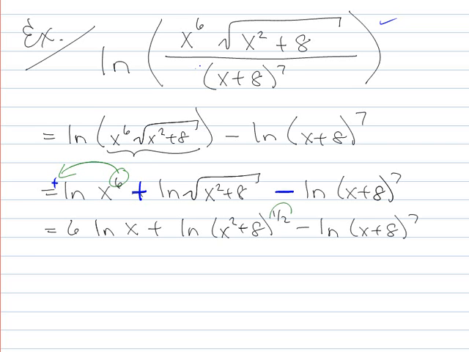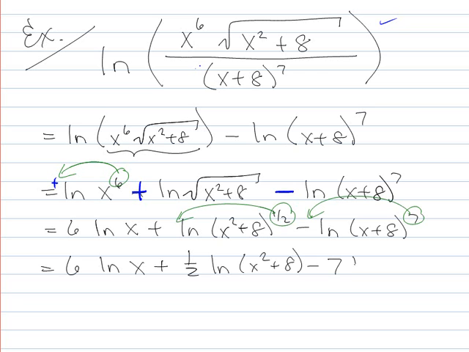Alrighty. So now I can pull these forward. And natural log of x plus 1/2 natural log x squared plus 8 minus 7 natural log x plus 8.